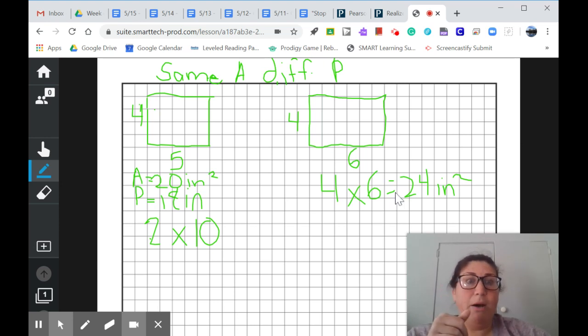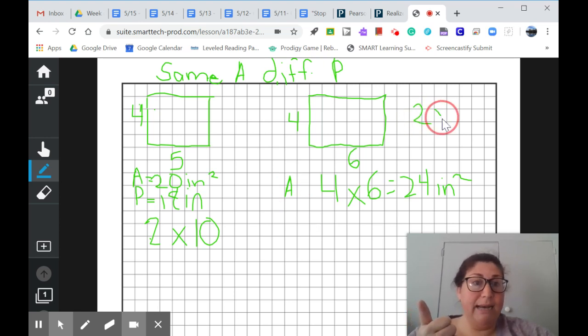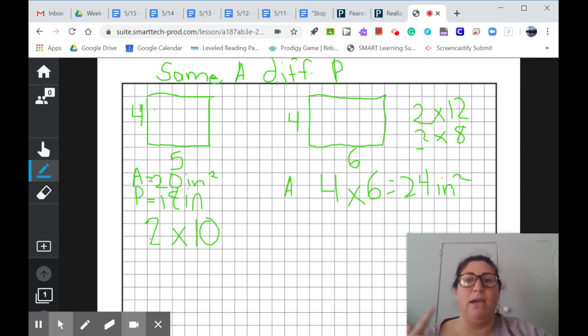So think a little bit about 24 inches, 24 as the area. What could another shape be? You might say 2 times 12. That would work because that area would equal 24. You may also say 3 times 8 because 3 by 8 would also equal 24. It doesn't matter what order these two numbers are in, like you could say 8 by 3 or 3 by 8. Both of those work. So those would all have different perimeters, but the same area.